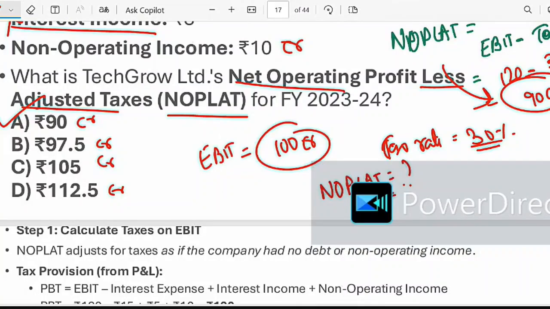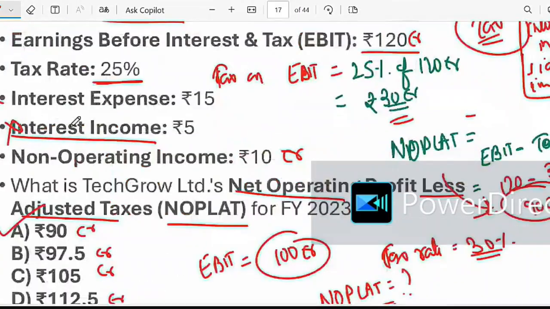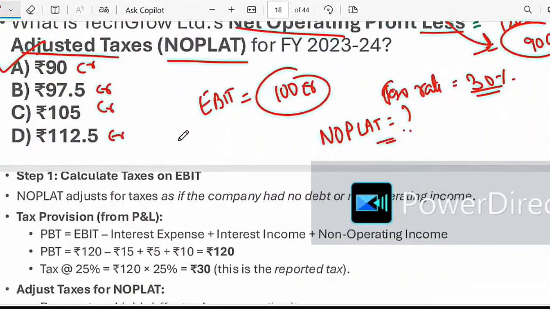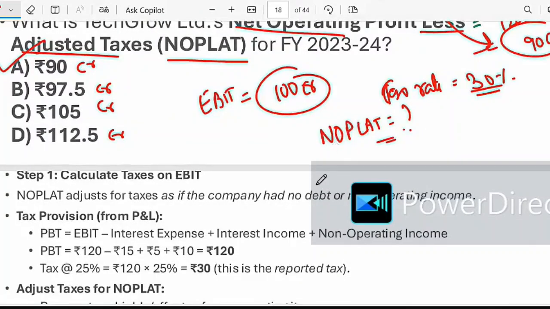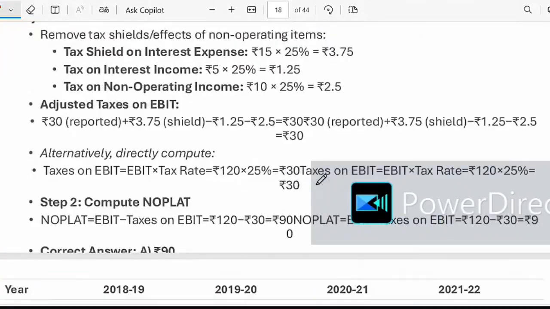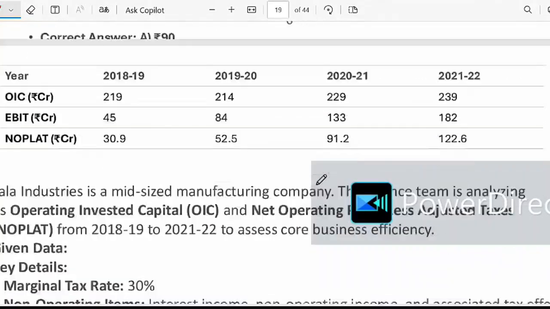So remember what to ignore? We ignore the interest expense. We ignore the interest income while calculating the NOPLAT. Just take EBIT, find tax on it, subtract it, and that's it. That will be your NOPLAT. So the answer is, 70 crore is the correct answer.